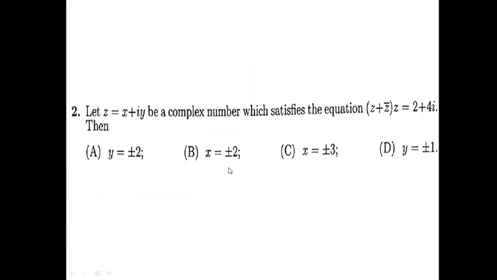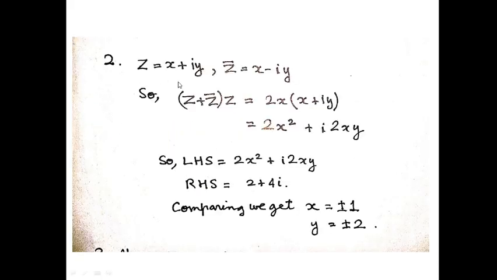Now number 2. Let z = x + iy be a complex number which satisfies (z + z bar) z = 2 + 4i. Then y equals, and the options are as follows. The solution to this is z = x + iy, z bar = x - iy, (z + z bar) into z equals, see, iy and -iy get cancelled, so x + iy + x - iy equals 2x, into z = x + iy.